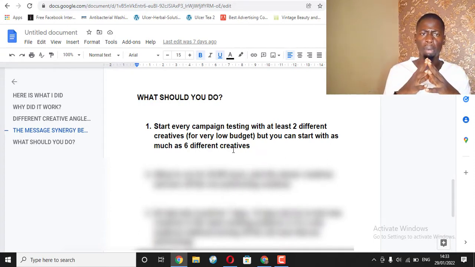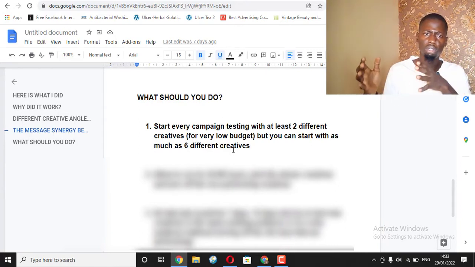And if you're spending more, let's say you're using campaign budget optimization and you're spending around 10,000 naira with 2 or 3 ad sets, you can go ahead and use about 2 creatives per ad set. So that's going to give you about 6 creatives in the end. If you are spending within that range, that's how you can go about maximizing the amount of money you are using to run ads.